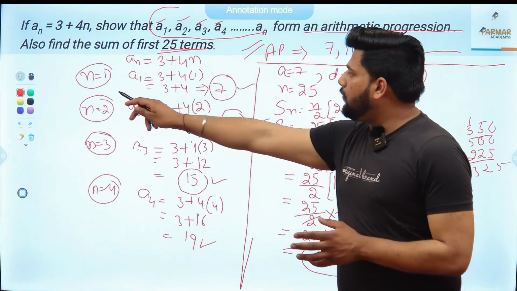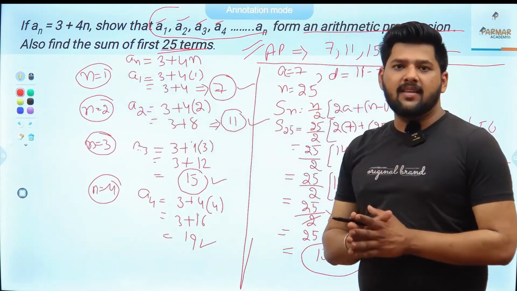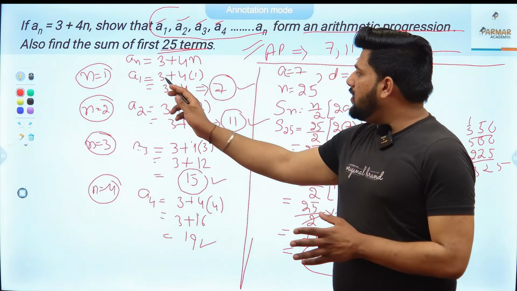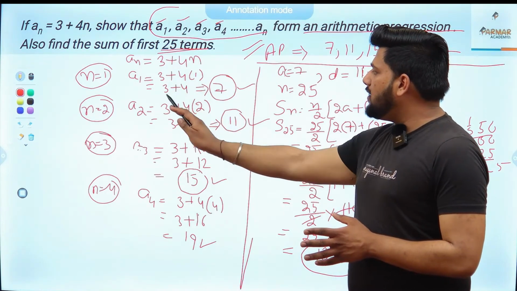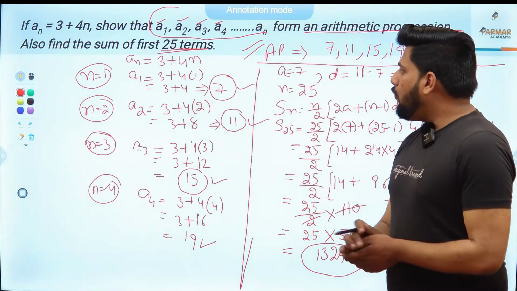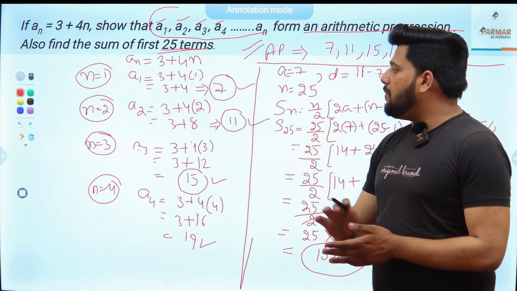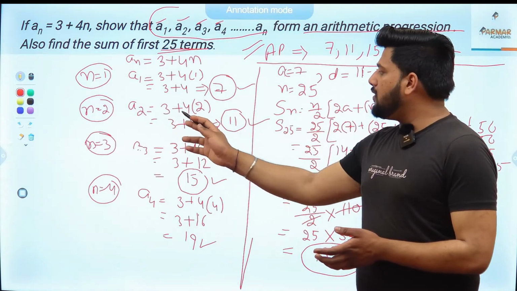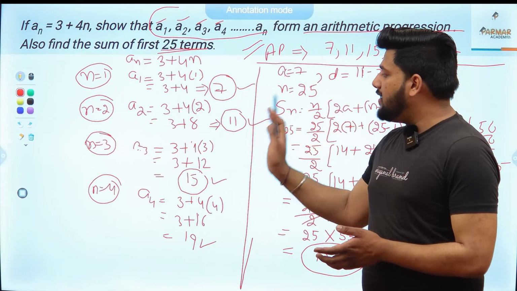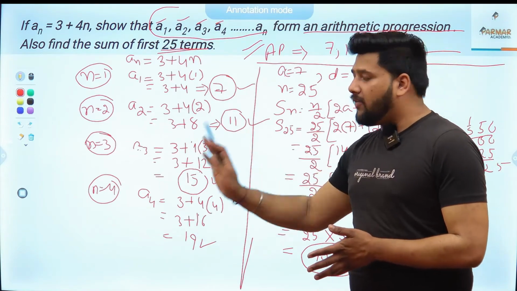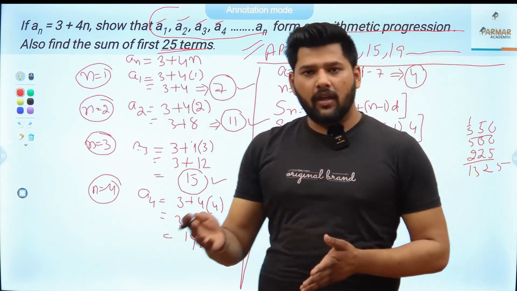So for finding a1, I will replace n by 1. So a1 is equal to 3 plus 4 into 1, that is 3 plus 4 is 7. To find the second term, I simply replace n by 2. So I get 3 plus 4 into 2, that is 3 plus 8, that is 11. And so on, I will find a3, a4 and a5.